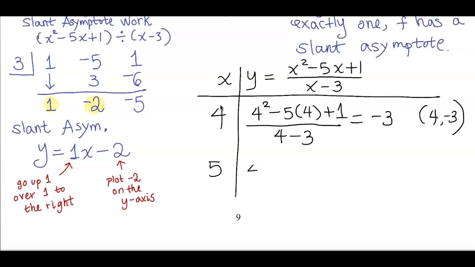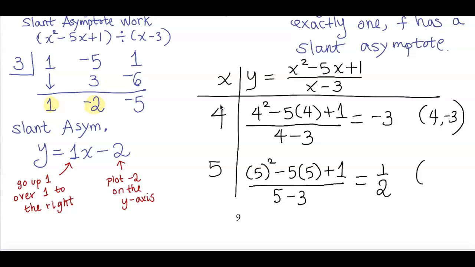Next one, let's this time plug in 5. 5 squared minus 5 times 5 plus 1 all over 5 minus 3. I really just typed this into my scientific calculator, which is like my best friend now, don't you think, guys? Oh, it's okay. I got a half, which is not bad at all. We're going to go ahead and plot these 2 points. Half is 0.5. In between 0 and 1, I will plot that point.